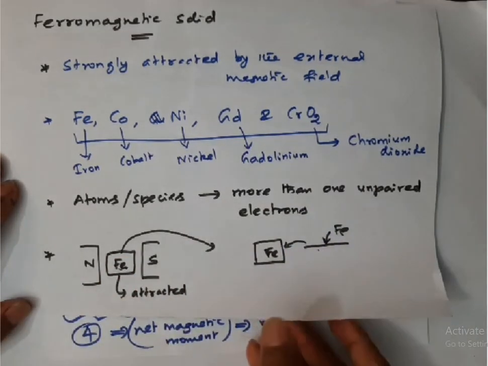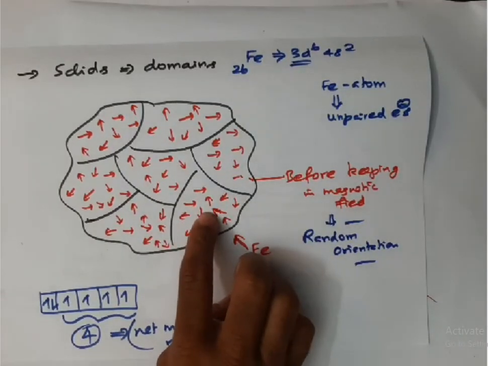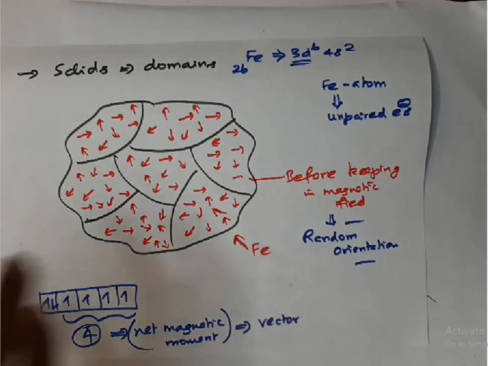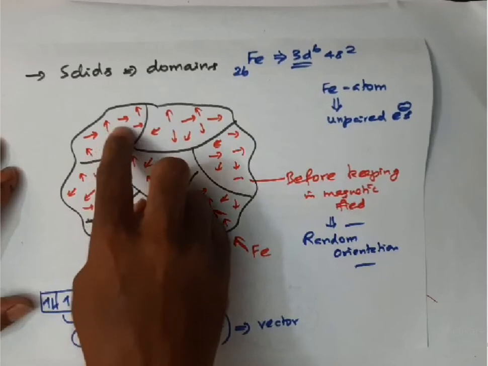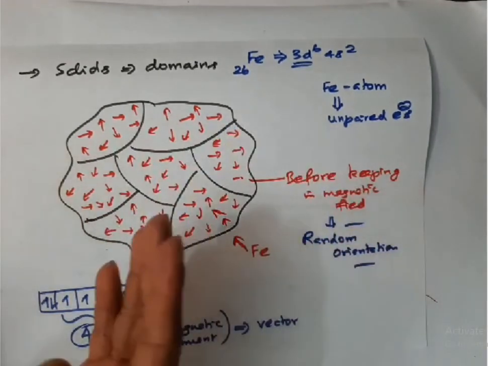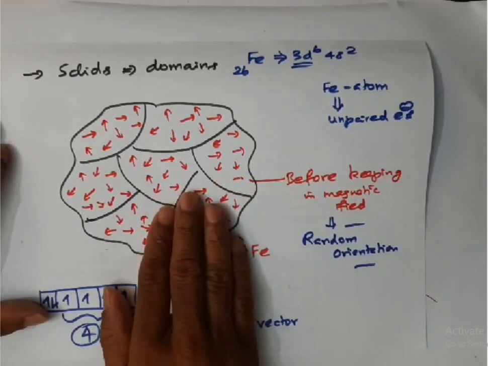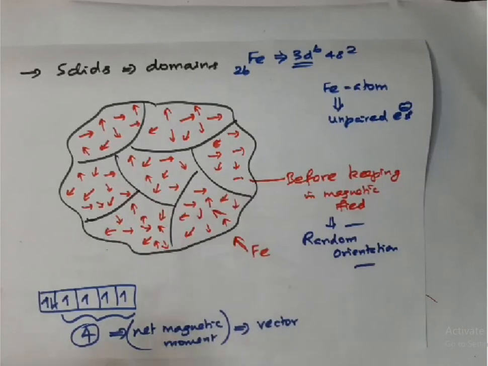Why is it strongly attracted, and why does the magnetic character remain for some time? You can explain this based on domain theory. In a solid we have domains. Domains means different regions where the individual magnetic moments are oriented in different directions, like this. Before keeping the solid in a magnetic field, in all the domains the orientations are completely random. There is no proper orientation.